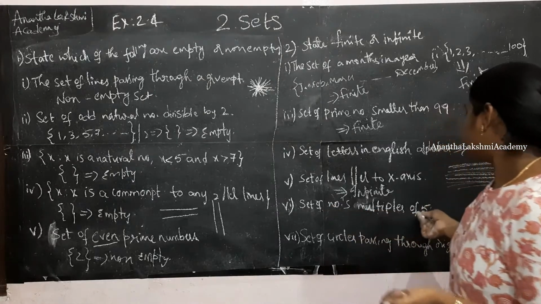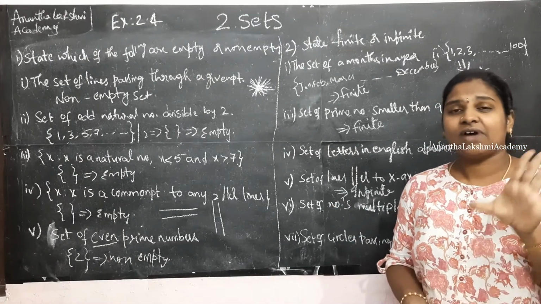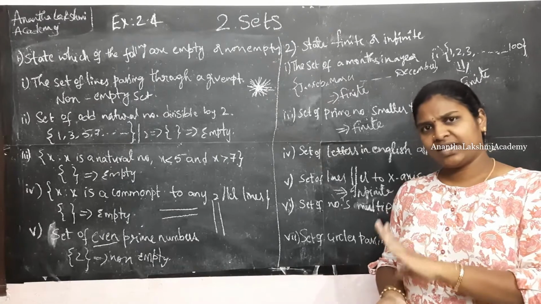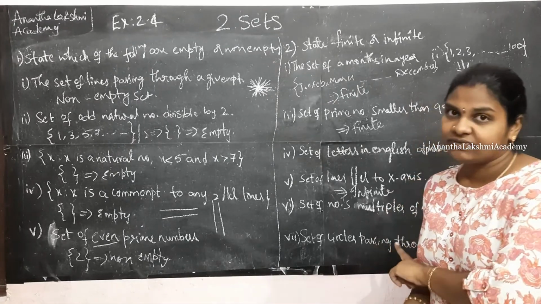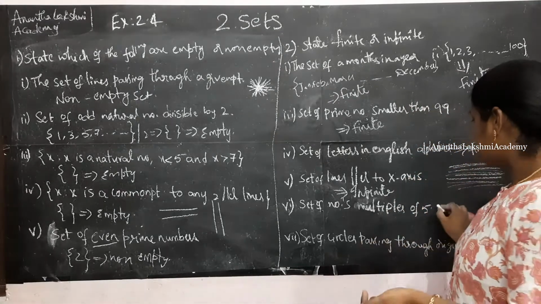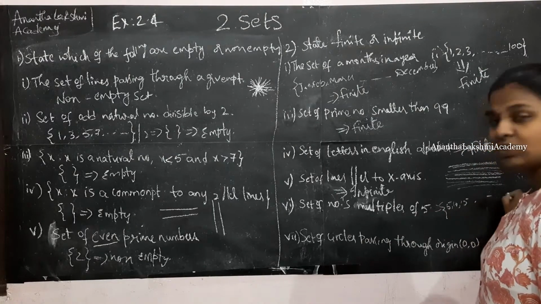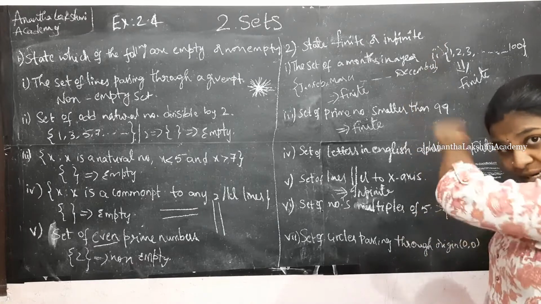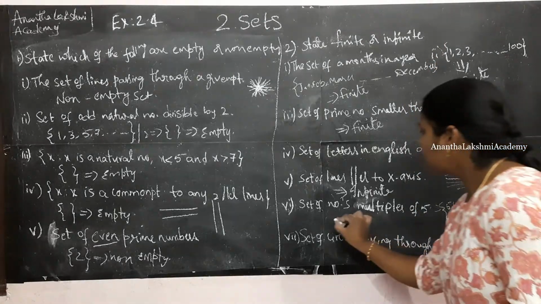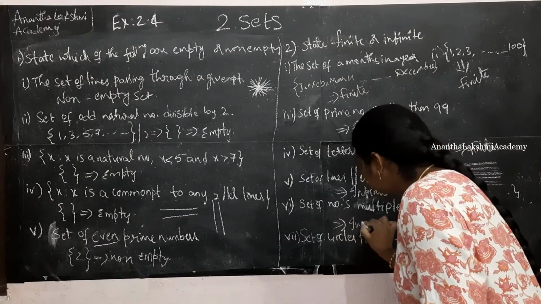Set of numbers which are multiples of 5: 5, 10, 15, 20, 25, 30 and it goes on. There is no limit mentioned for this. If you try writing the set 5, 10, 15 and so on, it goes on. You do not know the upper limit of this. So, this is also infinite.